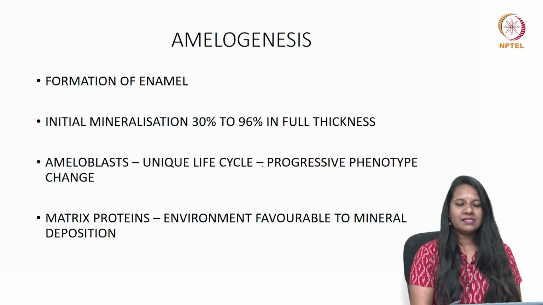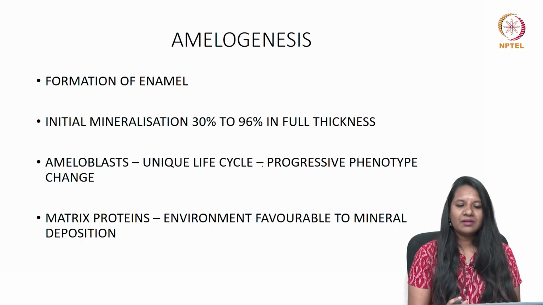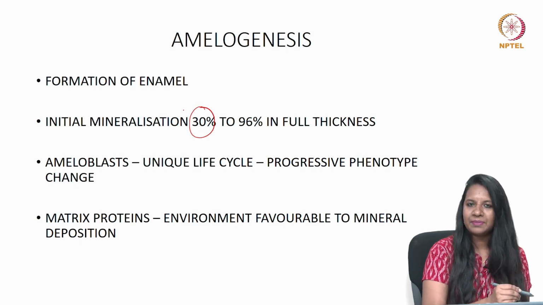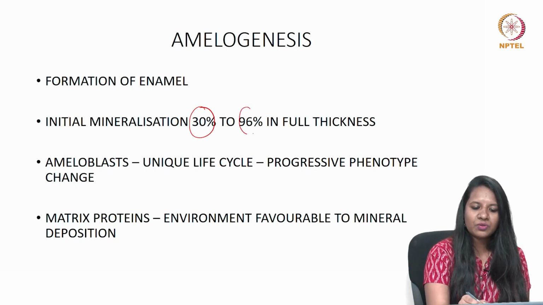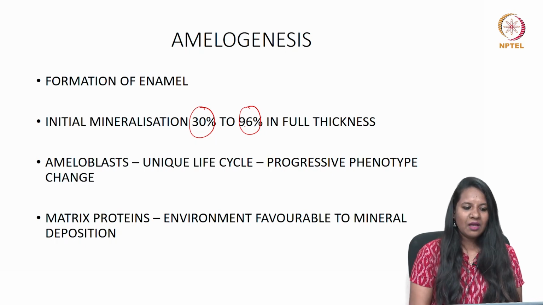Moving to amelogenesis. Amelogenesis is nothing but the formation of enamel. It will occur in two processes. The first is the initial mineralization, where it is mineralized only up to 30%, then it is mineralized to 96% by the concurrent accretion of minerals.